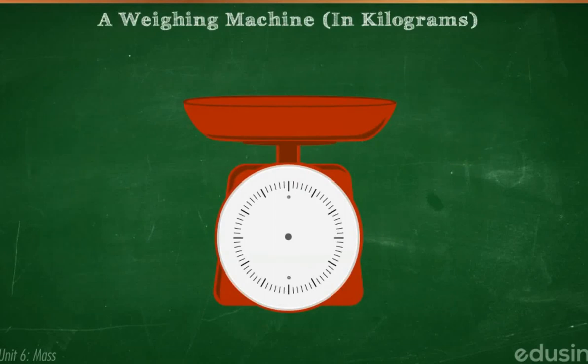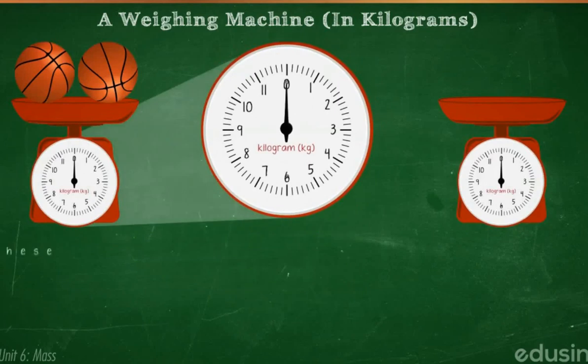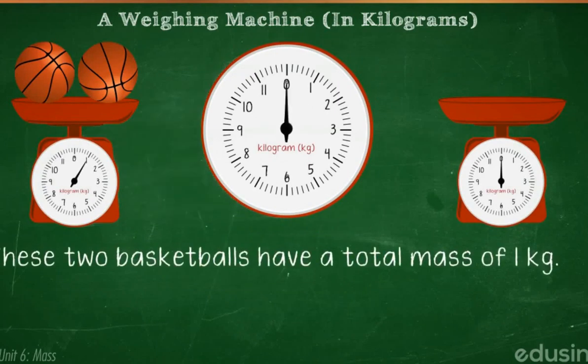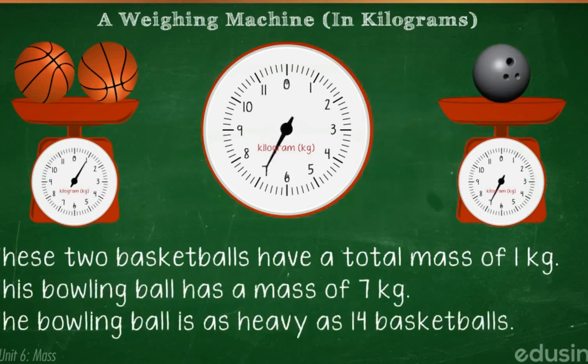The mass of heavier objects is measured in? Get that point in your head. Remember it. To measure the mass of heavy objects in kilograms, we need to use a different weighing machine. This weighing machine is marked out at every 1 kilogram. Let us now measure and compare masses in kilograms. These two identical basketballs have a total mass of 1 kilogram. This bowling ball has a mass of 7 kilograms. It is as heavy as 14 basketballs.